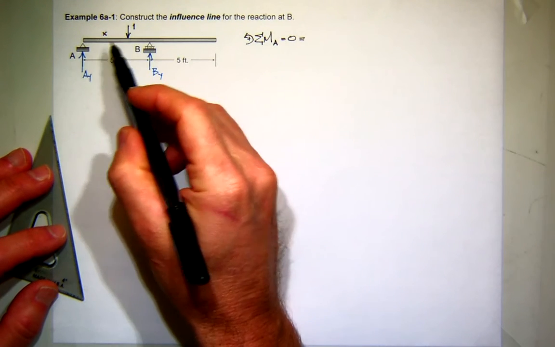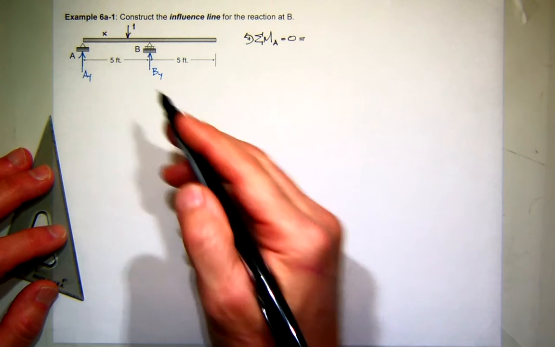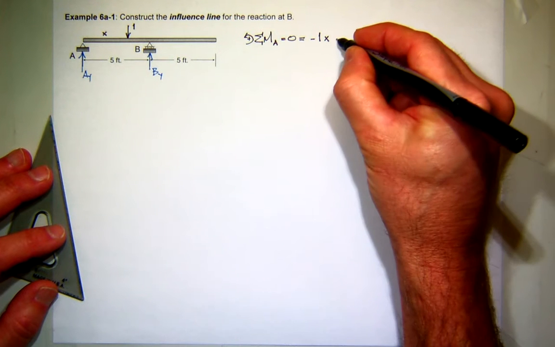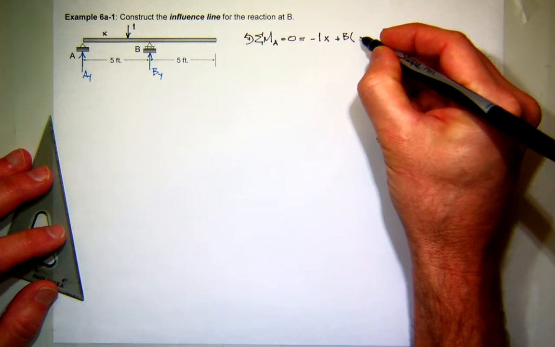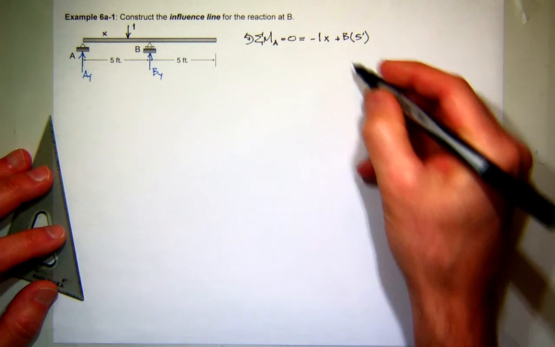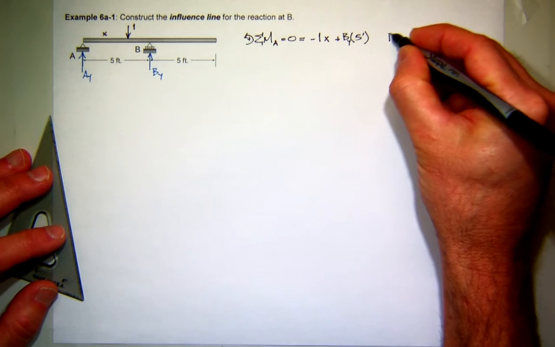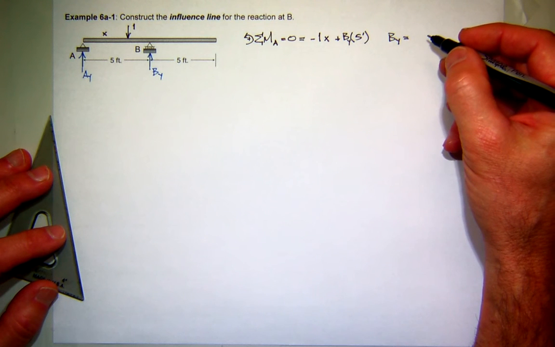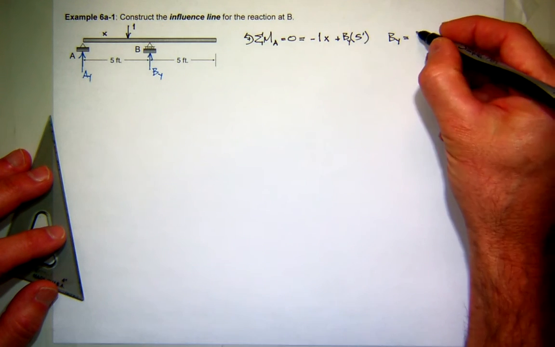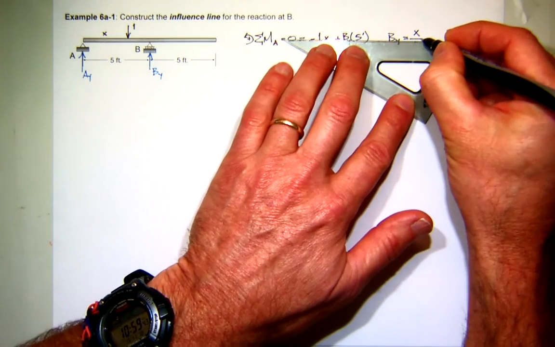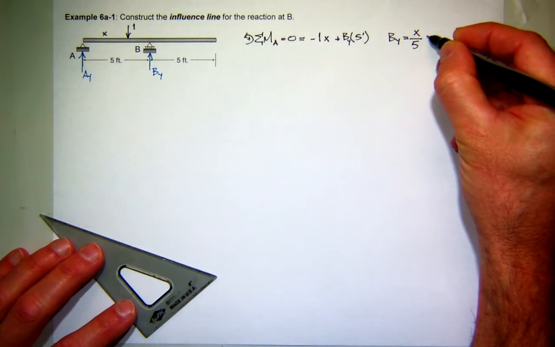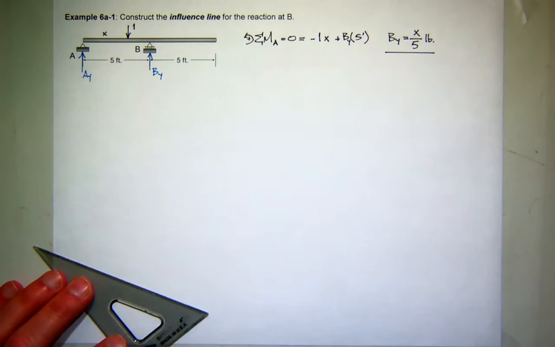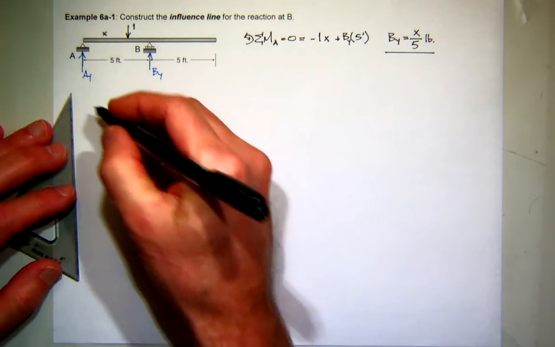Make sure I'm in equilibrium. So what kind of moment about A does this make? Negative moment, so it'll be minus 1 times the distance x. And then BY creates positive moment times a moment arm of 5. So I simply just solve for BY. BY looks like x over 5. And that would actually have the units of, we'll just say everything's in pounds. That's it. Plot it.